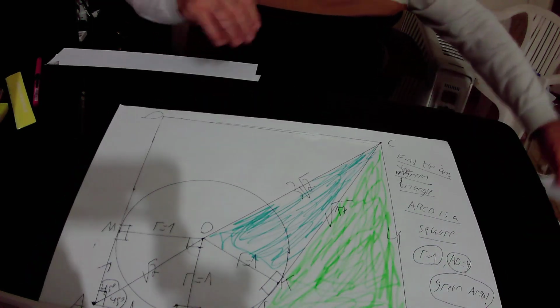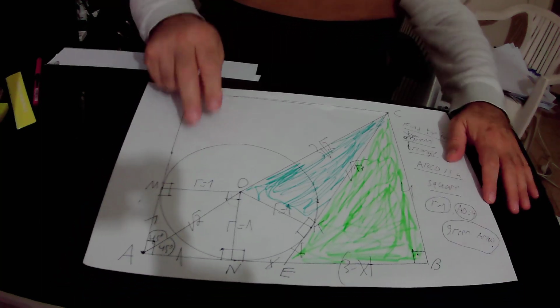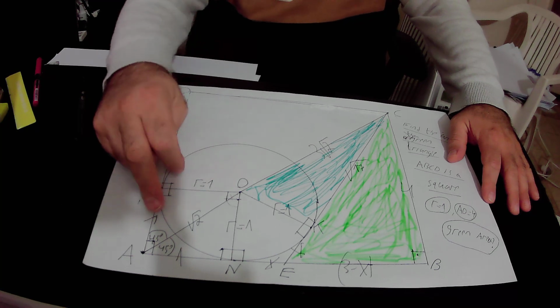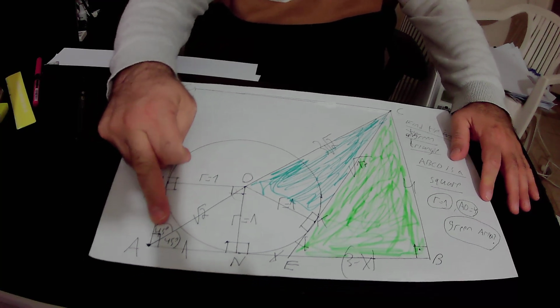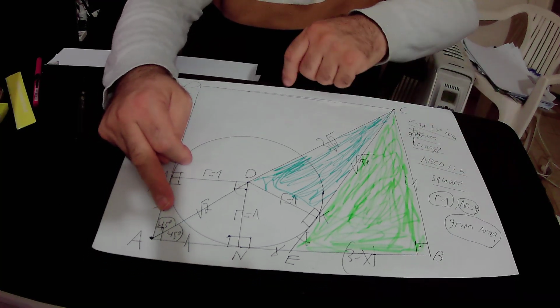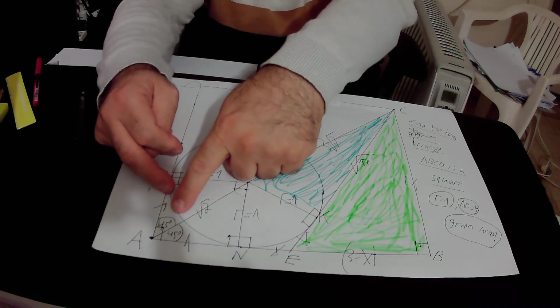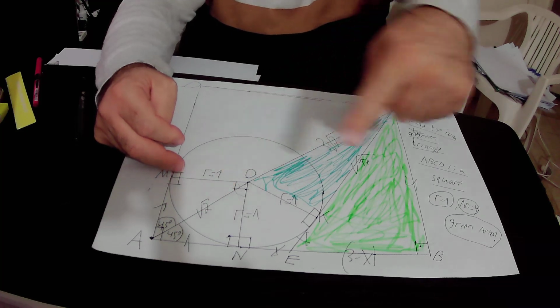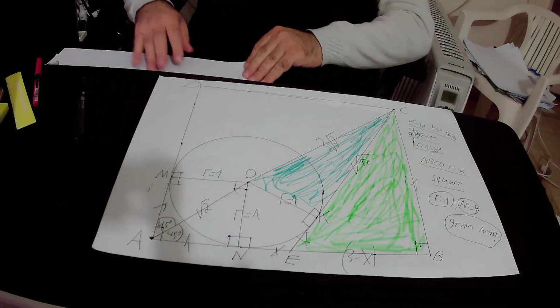So we know that quadrilateral MOAN is a square, therefore its diagonal OA bisects this angle, angle A, into 2 angles of 45 degrees. That is to say, this angle equals 45 degrees, and also angle OAB equals 45 degrees.